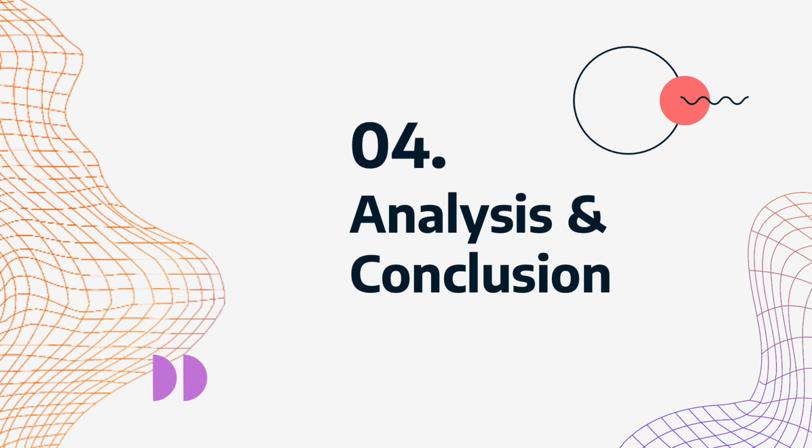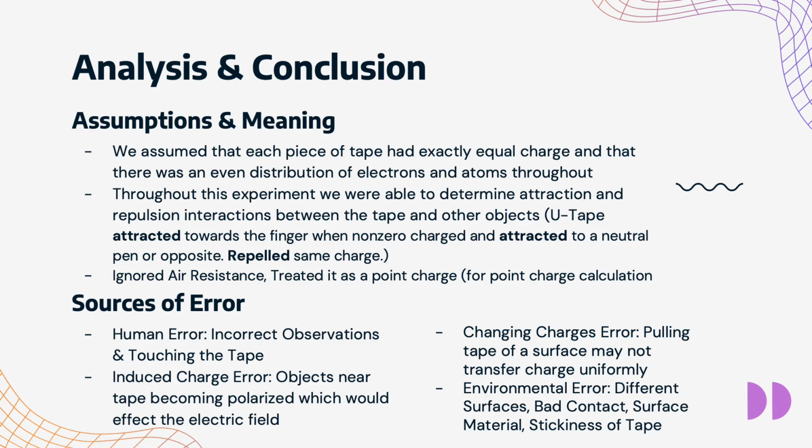And now let's get into our analysis and conclusion. For some assumptions and meaning, we assumed that each piece of tape had an exactly equal charge and that there was an even distribution of electrons and atoms throughout. Throughout the experiment, we were able to determine attraction and repulsion interactions between the tape and other objects. Like I said earlier, the U-tape was attracted towards the finger when it was non-zero charge and attracted to a neutral pin or opposite pin. However, it would always repel the same charge.